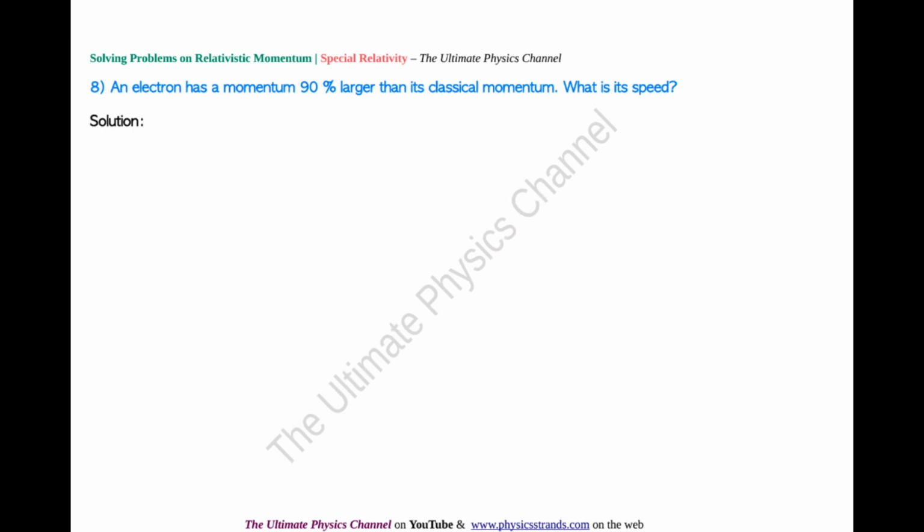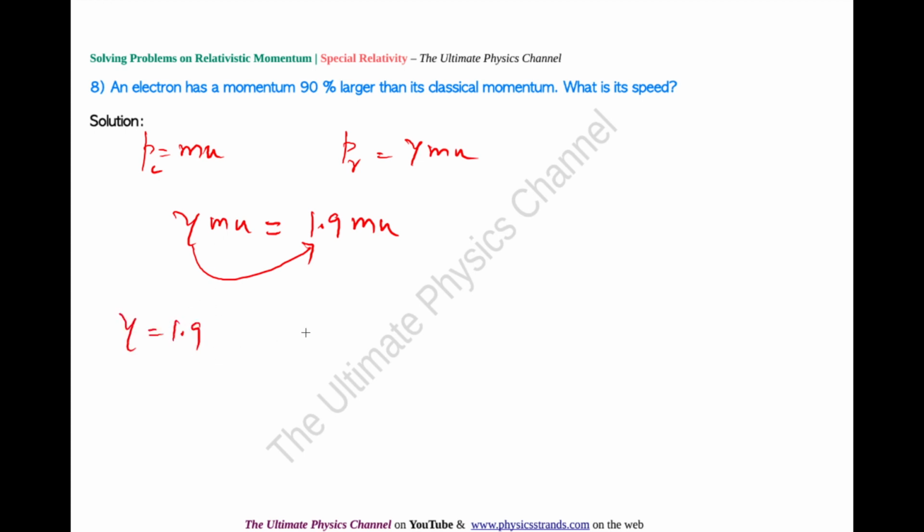Okay, so let's move on to the next one. An electron has a momentum 90% larger than its classical momentum. What is its speed? In this case, it's very simple. The classical value is p equal to mu, whereas the relativistic value p_r is gamma mu. Just by comparing these two equations, gamma mu is 90% larger than the classical value, that is about 1.9 times mu, because you have to add 90% to the classical value. That means directly one can say that gamma is about 1.9.